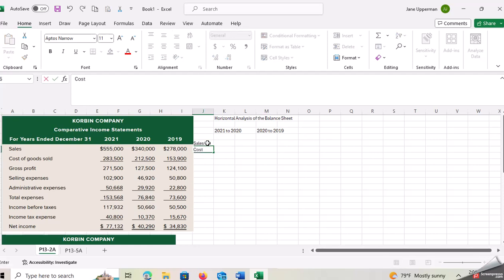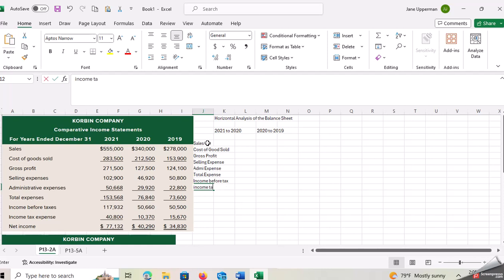All right, so sales, cost of goods sold. That leaves us gross profit, less our selling expenses and our administrative expenses. Total expense, income before tax, income tax expense, and then finally net income.